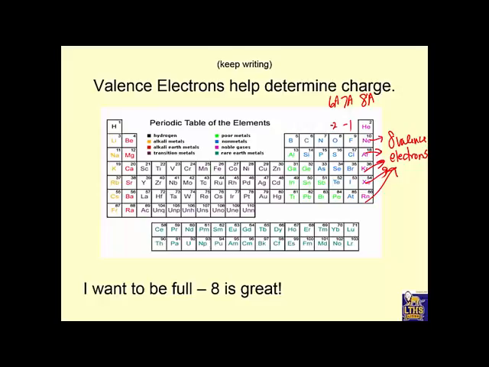These guys are a little different. Group 1A makes a 1+ charge. So once sodium loses one of its outer electrons, then it's going to be more like neon, which has 8 valence electrons in its outer energy level. So metals lose electrons to be like noble gases and nonmetals gain electrons.